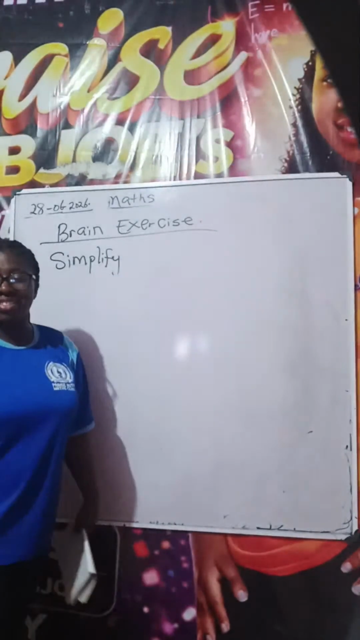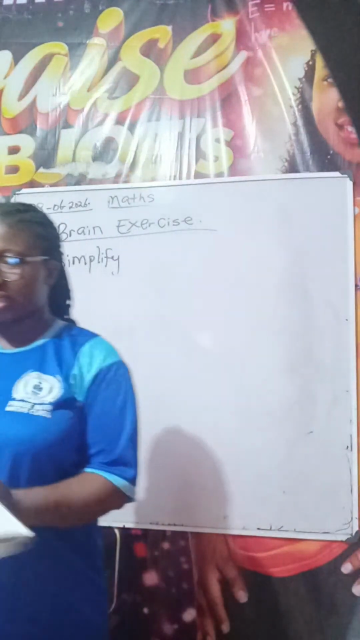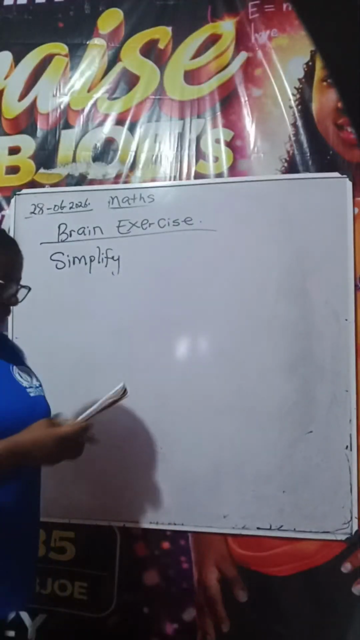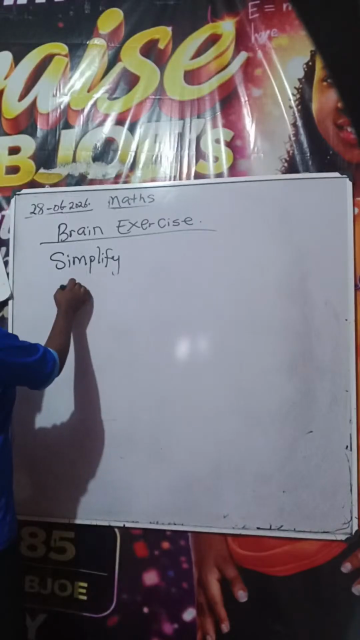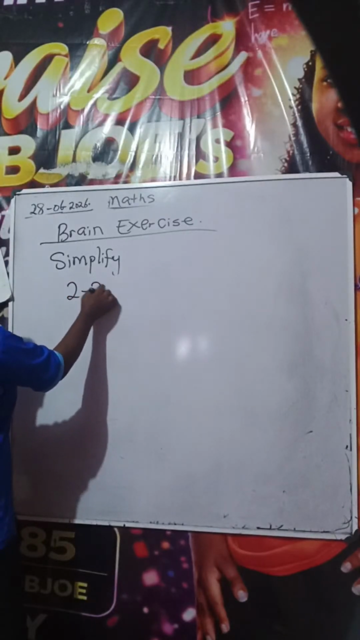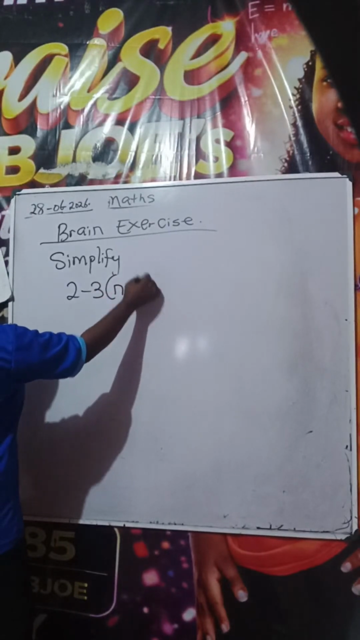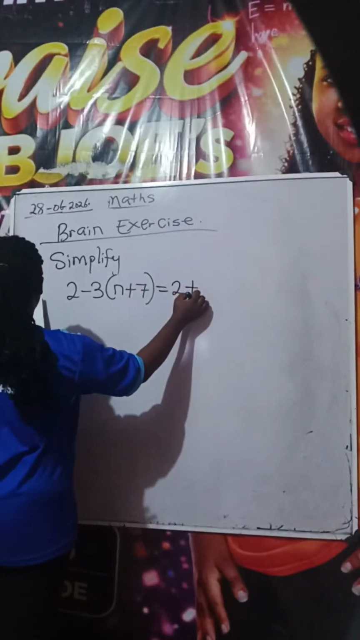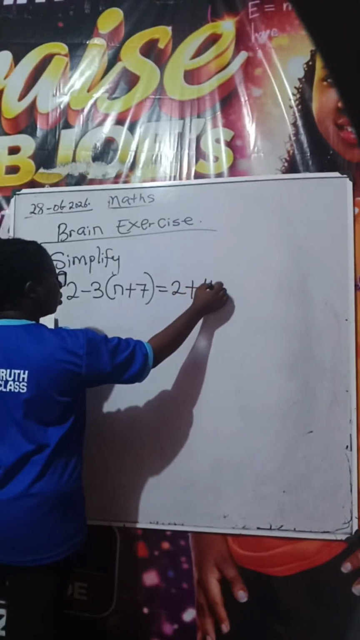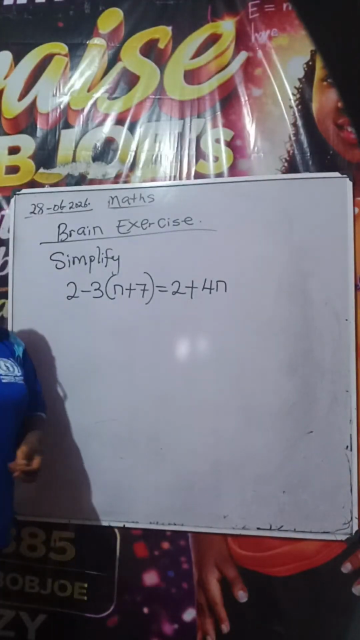Okay, now everybody, this one, you are going to time yourself to work on it. And let's see. So simplify this. I have 2 minus 3, n plus 7 equals to 2 plus. Okay. So everybody, let's solve this.